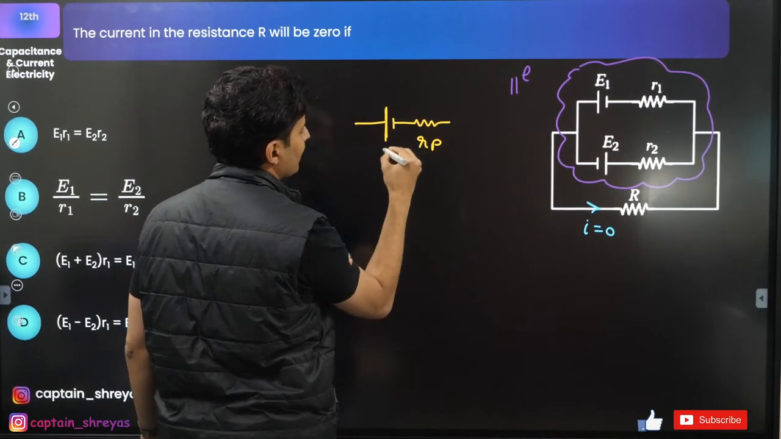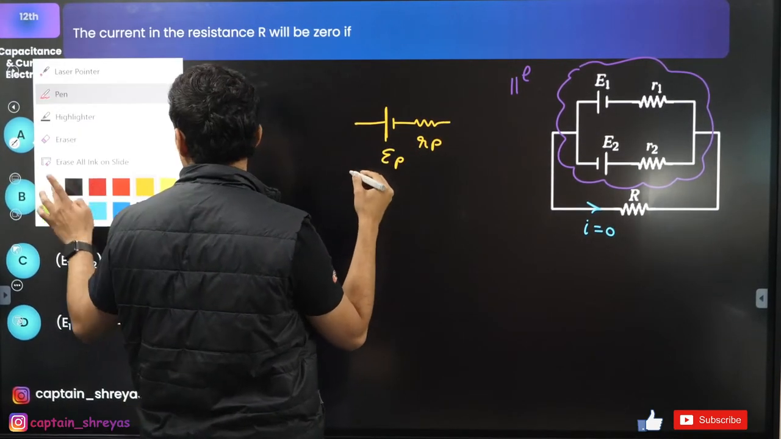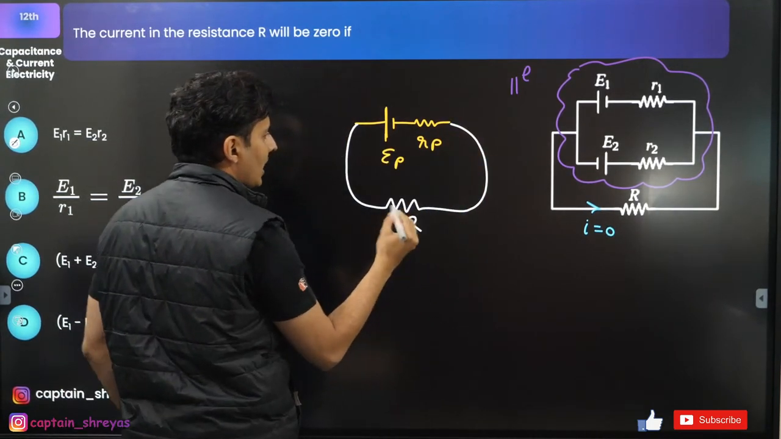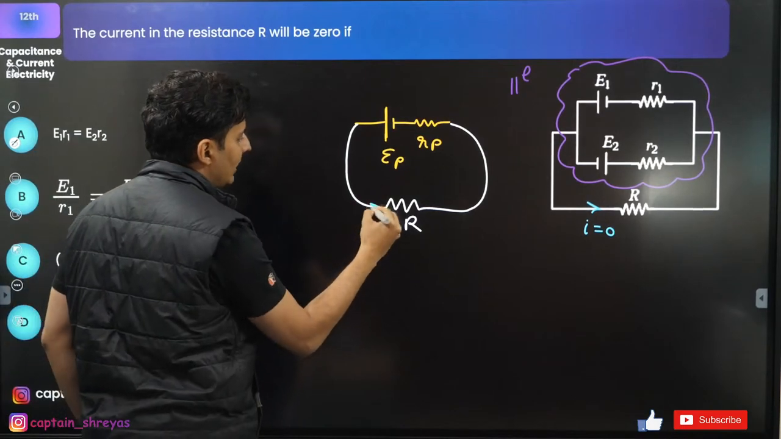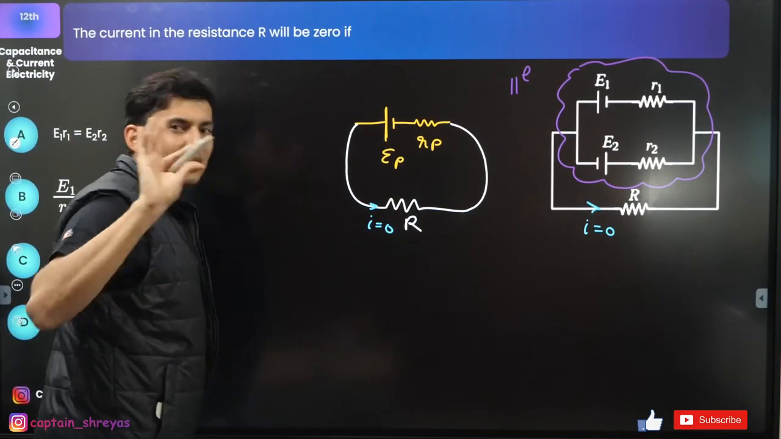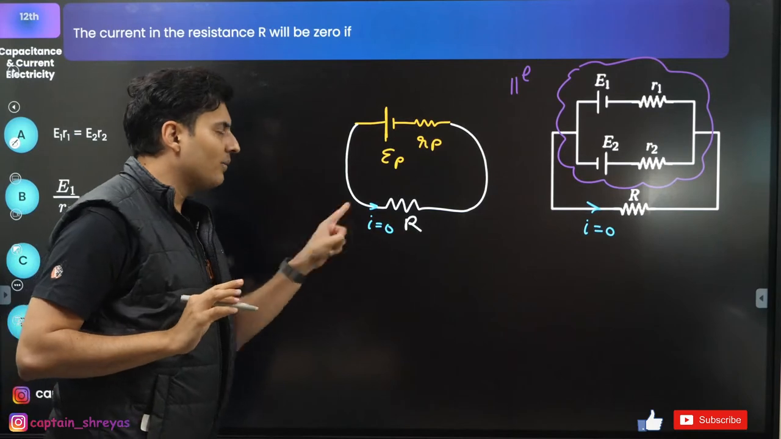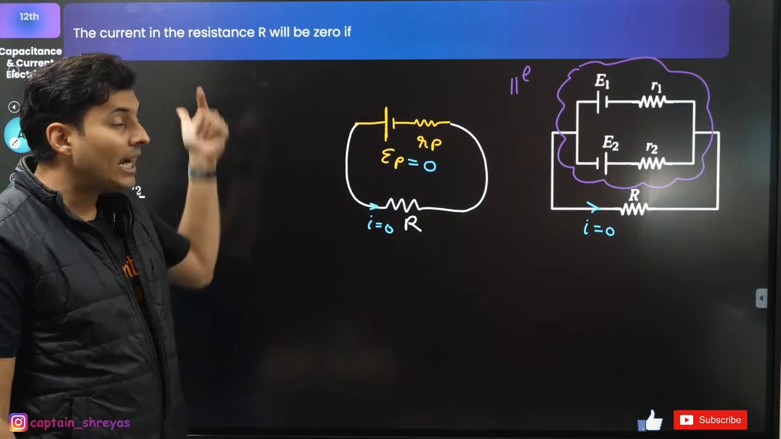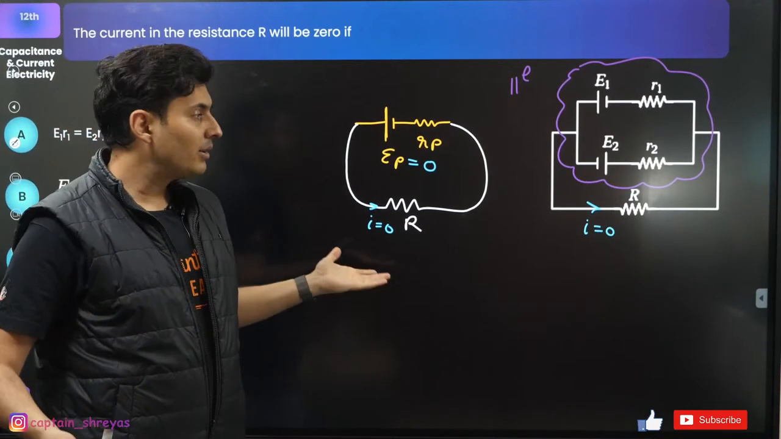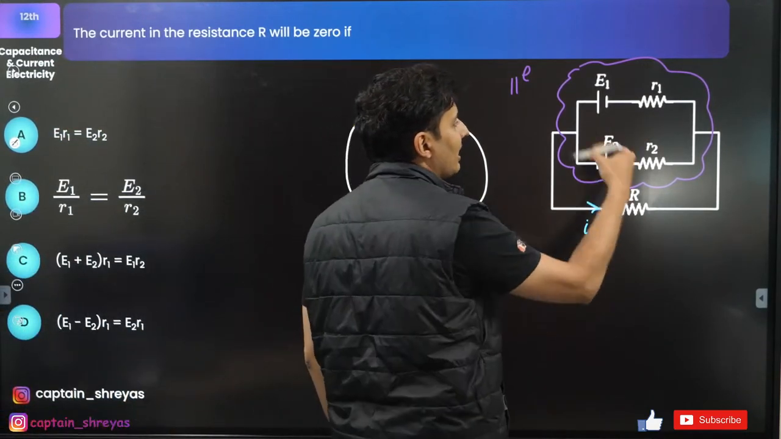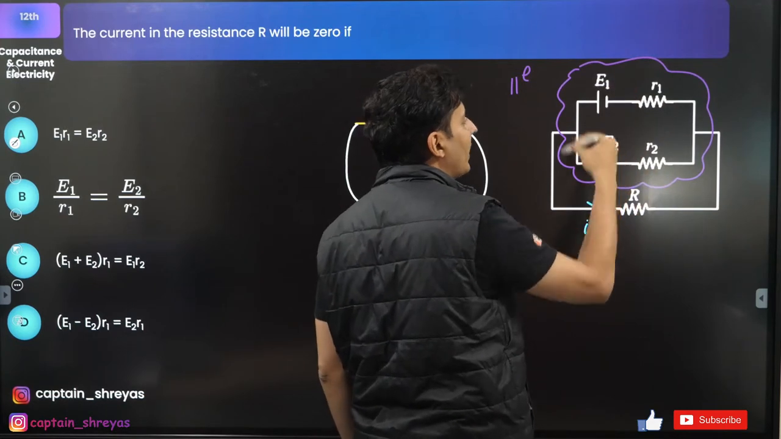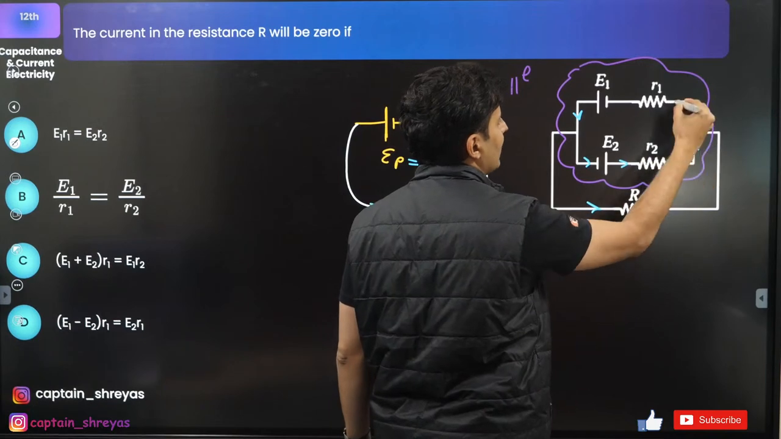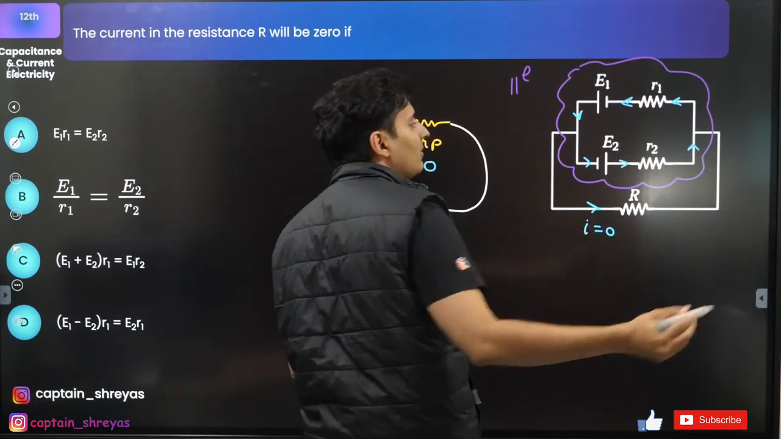This is RP, this is EP, and now it is connected to that resistor, and I tell you that there is no current in it. There is only one possibility that no current will flow in R: only if EP is zero. Think about it. If there is no net EMF, there will be no current flowing. That means whatever current is there is just flowing inside, like this. Nothing is coming out of this.